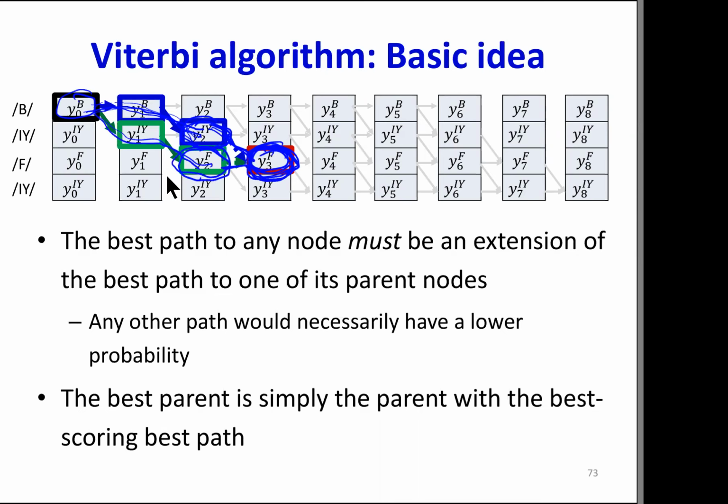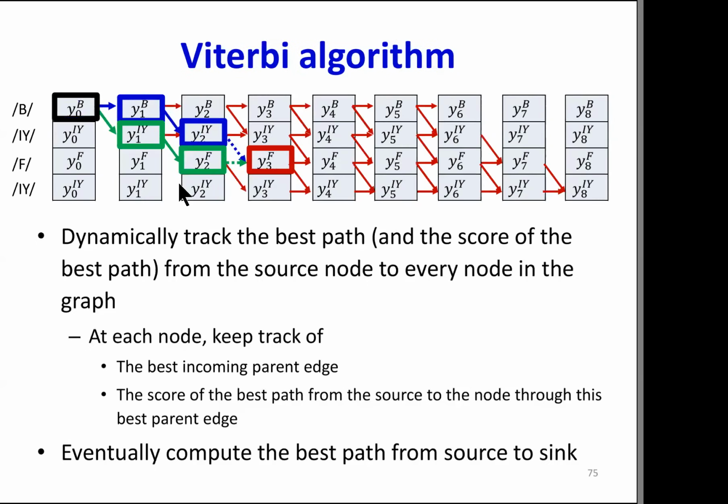Now this logic is very simple, right? And so that is the logic we're going to use. I'm going to dynamically track the best path and the score of the best path from the source node to every node in this graph, okay? And at each node, I'm going to keep track of which was the best incoming node and the score of the best path, the probability of the best path to that node. And then eventually I'm going to compute the best path from source to sink.